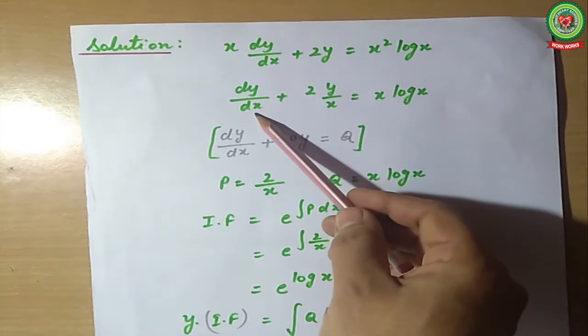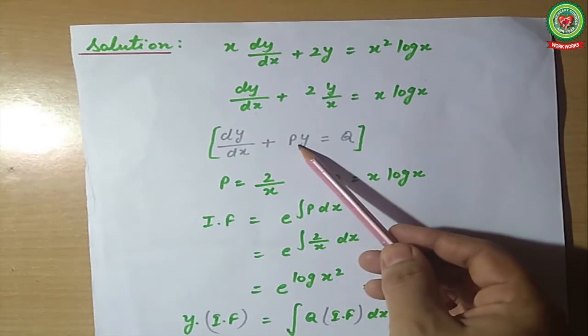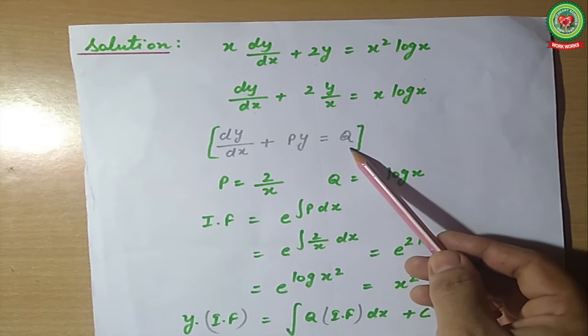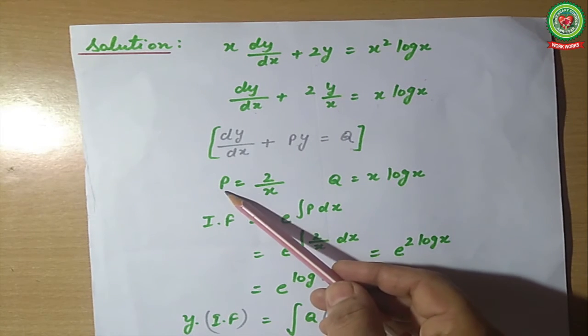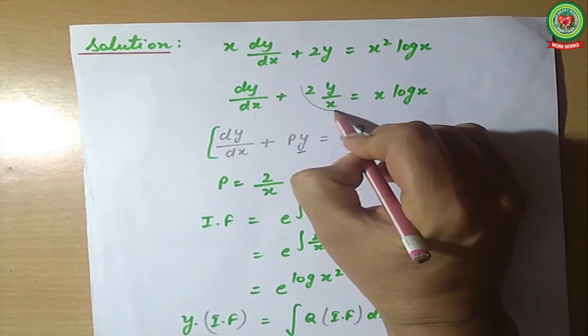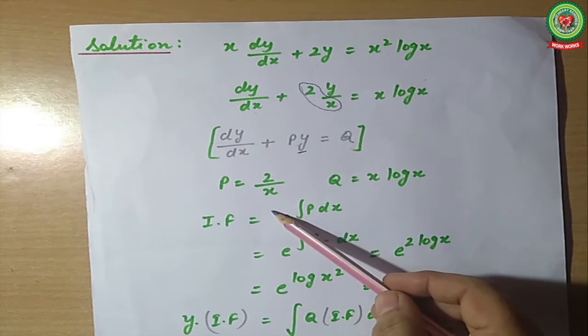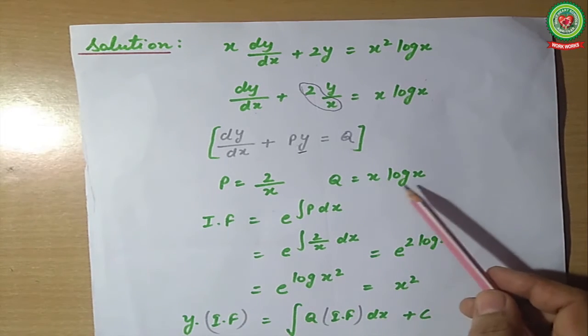Now it is clear from that equation that it is of the type dy upon dx plus py is equal to q. Now we will identify the values of p and q. The value of y is as it is there. So the value of p will be equal to 2 upon x. The q value is x log x.